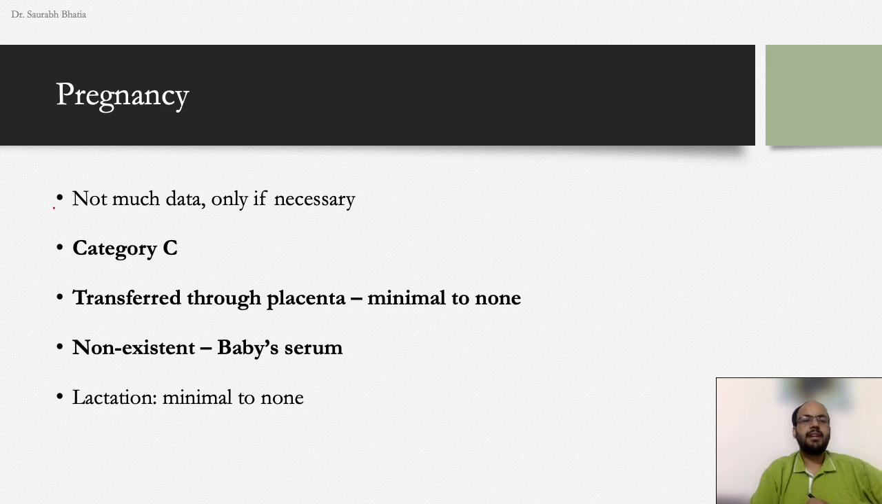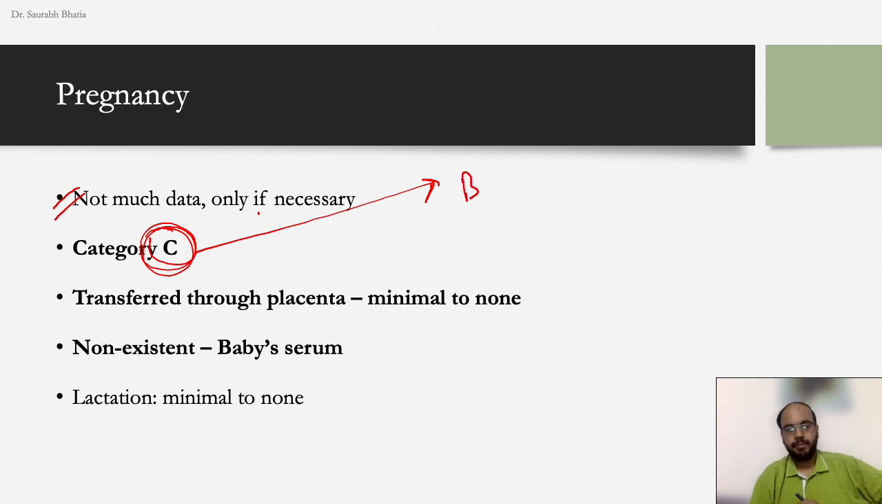Now, the pregnancy data is of course lacking in all TNF-alpha inhibitors, and they are to be used only if necessary. The older pregnancy category for certolizumab is category C, and that's something unique about it because all other TNF-alpha inhibitors are category B. I think it is just because the data is not much available and studies have not been done, and because of that, category C was given to certolizumab.